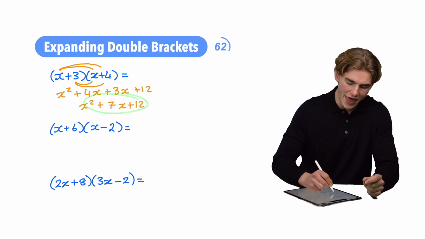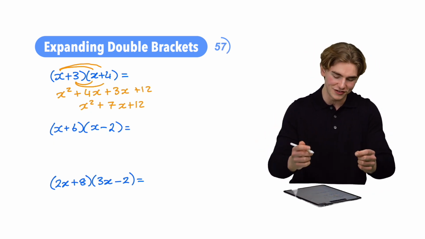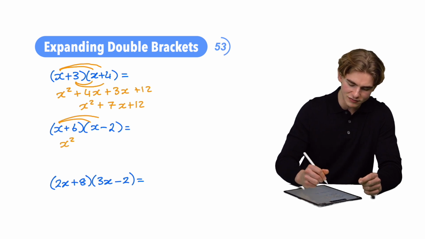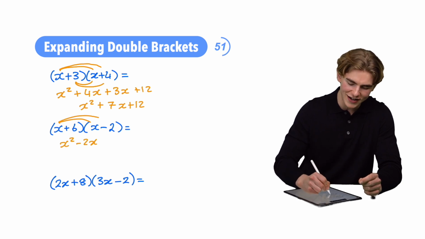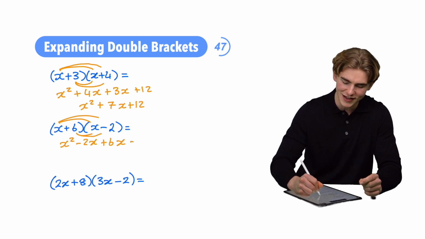What about this next example? (x + 6) times (x - 2). Again, each of the terms in our first bracket by each of the terms in our second bracket. x times x, that's going to give us x squared. x times minus 2, we're going to get minus 2x, and then 6 times x, that's going to give us plus 6x, and finally 6 times minus 2, that's going to give us minus 12.